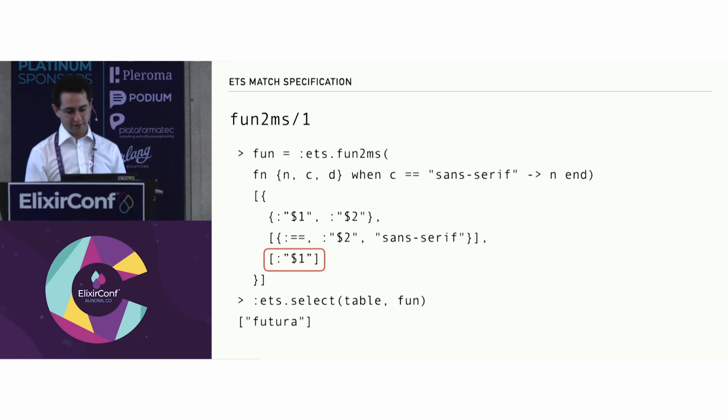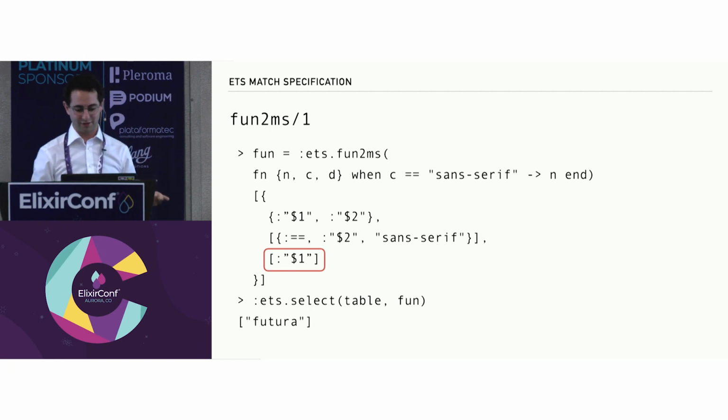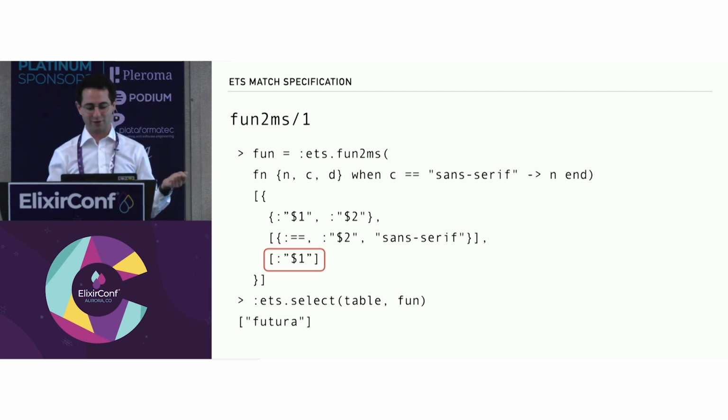One gotcha I learned about this approach is that if you have a compiled function from your code, and you try to call fun2ms on it while in an IEx shell, that's not going to work. Likewise, if you have a dynamic function and you try to send it over to compiled code, that's also not going to work.